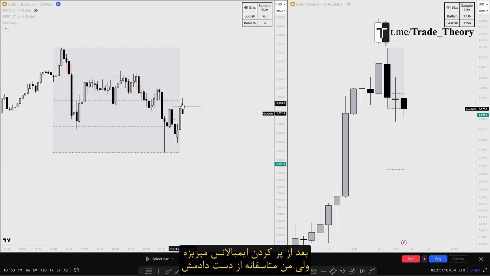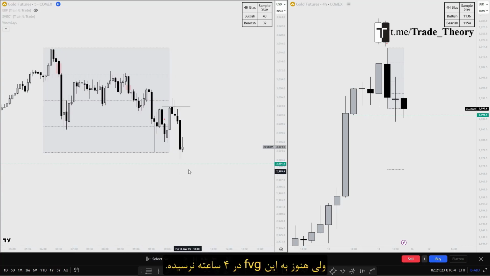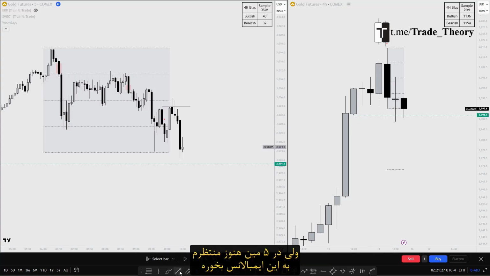We essentially have the market rally into this imbalance point, and then we have a breakdown lower. And again, I personally missed this move. However, we still had this 4-hour fair value gap that was not traded into. And then what do we have here on the 5-minute? You guys are going to see my exact entry. I was just looking for the market to rally higher into this imbalance.